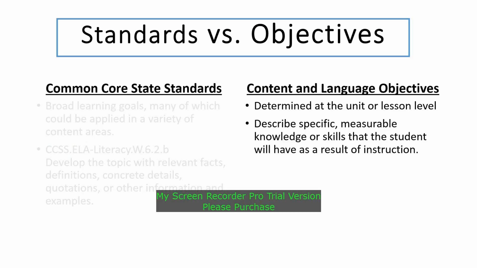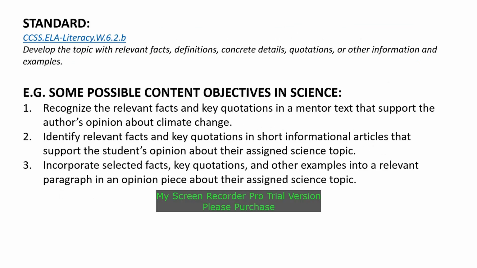Objectives are determined at the unit or lesson level and describe specific measurable knowledge or skills that the students will have as a result of instruction. Objectives will look different depending on the content area or lesson in which they are applied. For example, 6th grade students who are writing a short informational piece about a science topic might have objectives that look like this. Take a moment to read them.